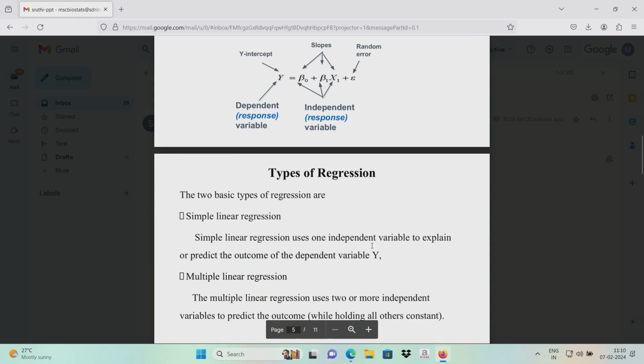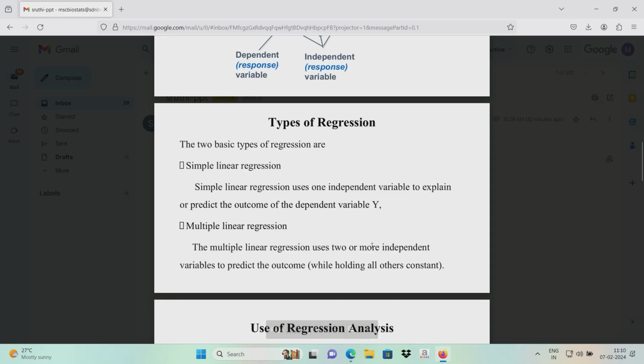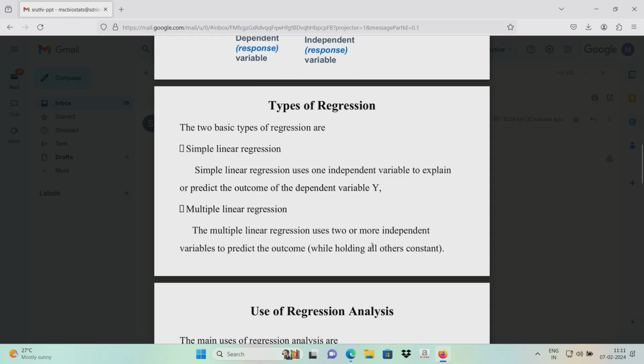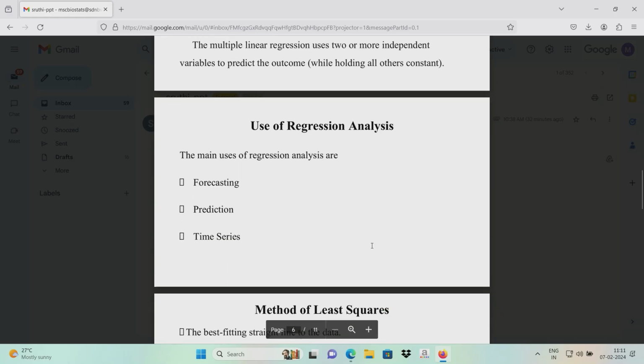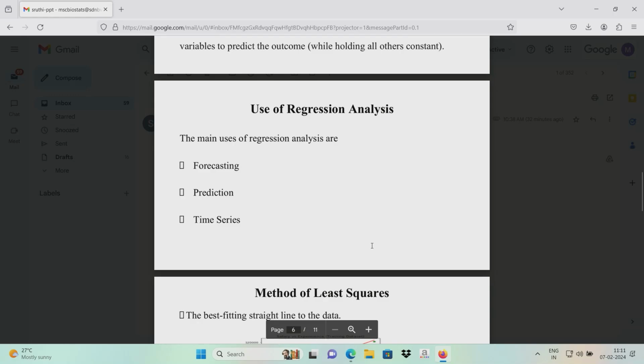Now let us move on to the types of regression model. There are two basic types: simple linear regression and multiple linear regression. In simple linear regression, we use only one independent variable to explain or predict the outcome, or dependent variable, termed y. In multiple linear regression, we use more than one independent variable to predict the outcome. Now let us pass on to the uses of regression analysis. The main uses are forecasting, prediction and time series.